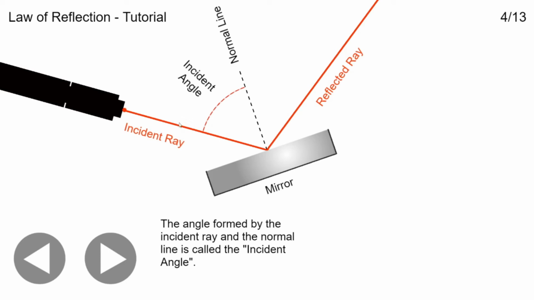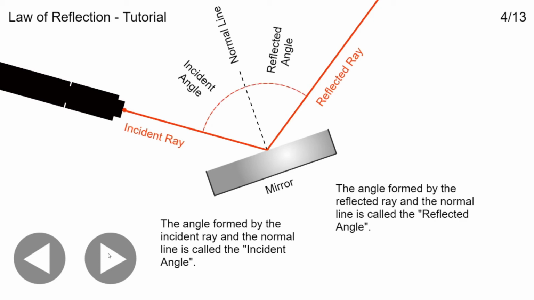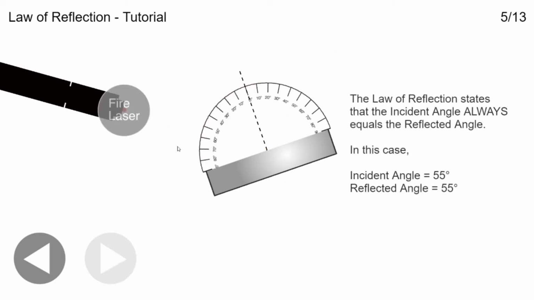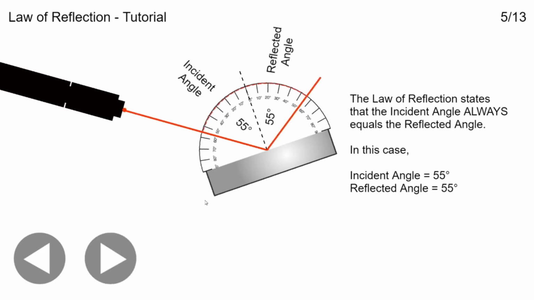It gives us some more labels. The angle between this normal line and the incident ray is called the incident angle. No prizes for guessing what the angle between the reflected ray and the normal line is. It is the reflected angle. So again, the law of reflection states that the incident angle is always equal to the reflected angle. So here the incident angle is 55 degrees to the normal, so the reflected angle is 55 degrees to the normal.